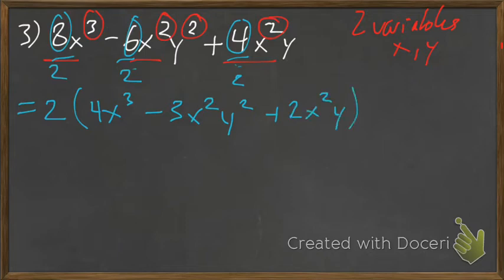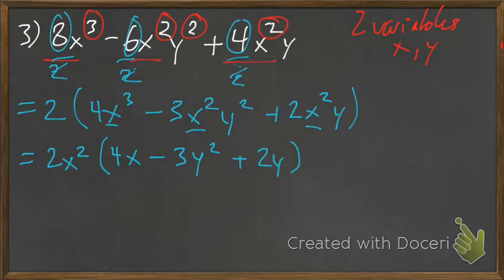Now all I did was take a 2 out from each term, from each value. I still have x cubed here, I still have x squared here, I still have x squared here, so I can take out x squared as well. Equals 2x squared, bracket, 4x, subtract 3y squared plus 2y.